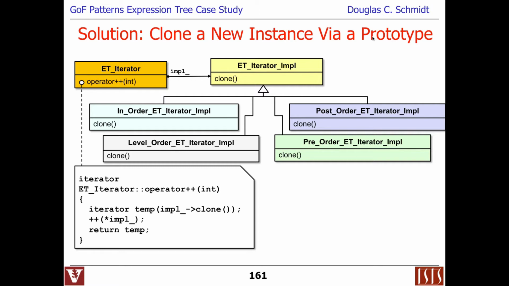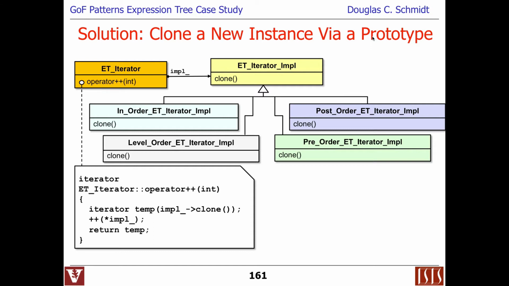Yeah? So our clone method, does that just create a new object of our... Yeah, so in the case of, let's pick on pre-order ET iterator impl, what that would do is clone would say, return new pre-order ET iterator impl open paren star this close paren. So it would use the copy constructor to make a copy of itself. It would clone itself, and it would go ahead and return that back to the caller.